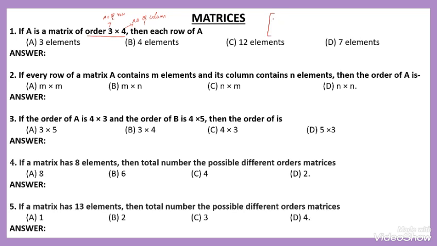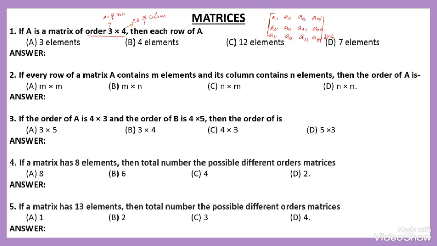Here it is like this. There are 3 rows and 4 columns. The elements are A11, A12, A13 and A14, A21, A22, A23, A24, A31, A32, A33, A34. This is the general representation of the matrix of order 3 cross 4.